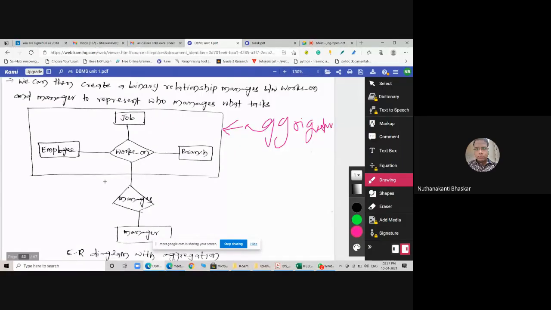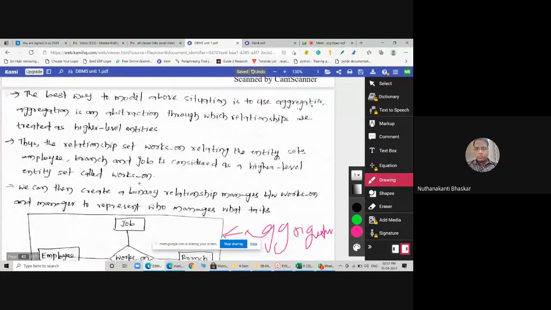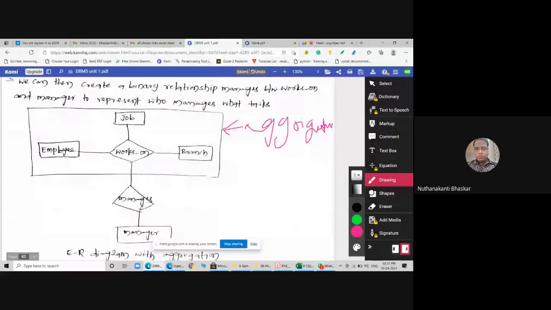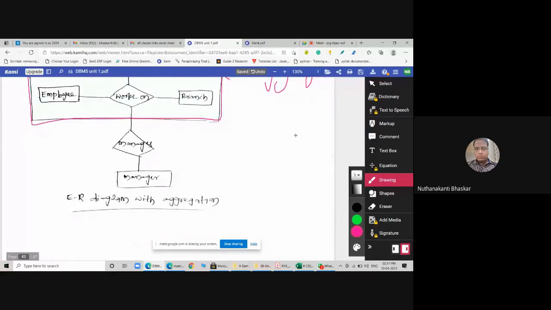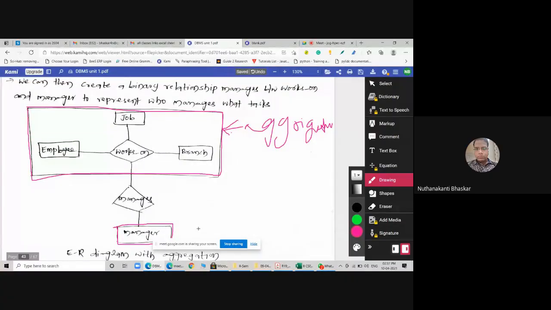What happened here? The problem is there is a chance of association between entity, relationship set to relationship. Here there is no chance of relationship set to relationship. Here, this is one aggregated entity. This is another normal entity. Now we provide a relationship between one entity to another entity. Then the ER model is going to accept.